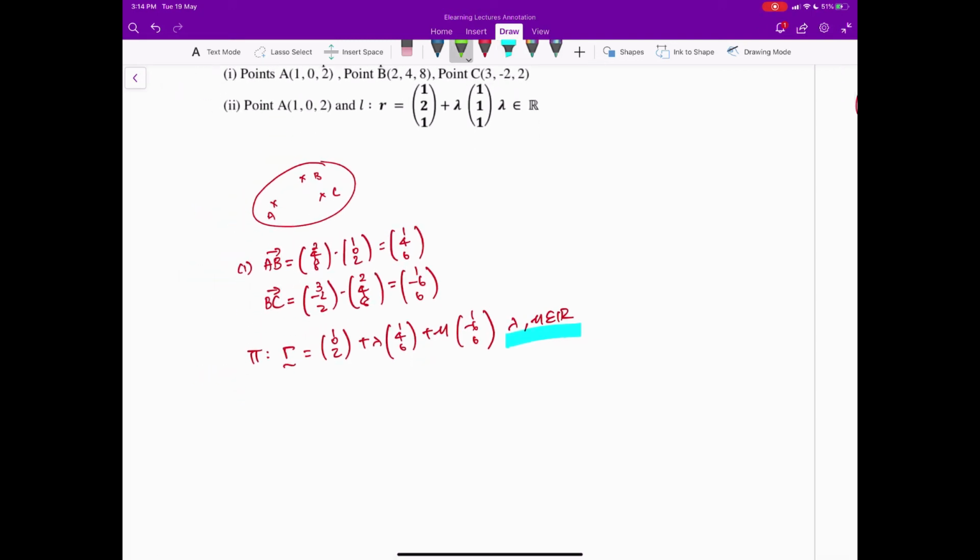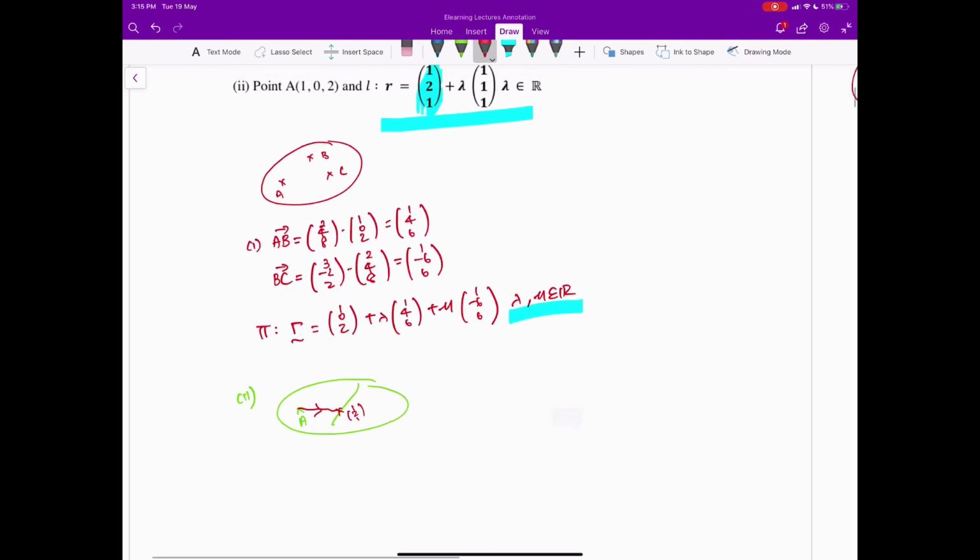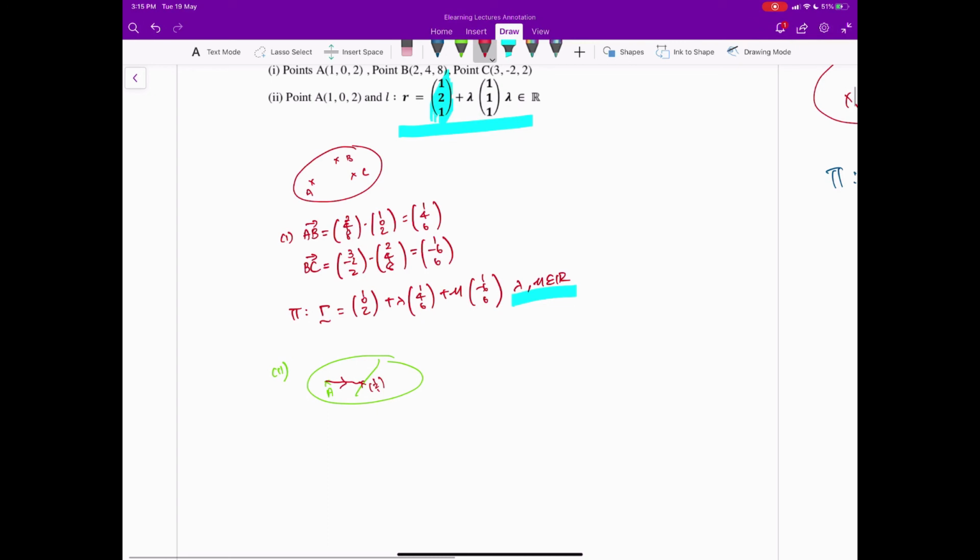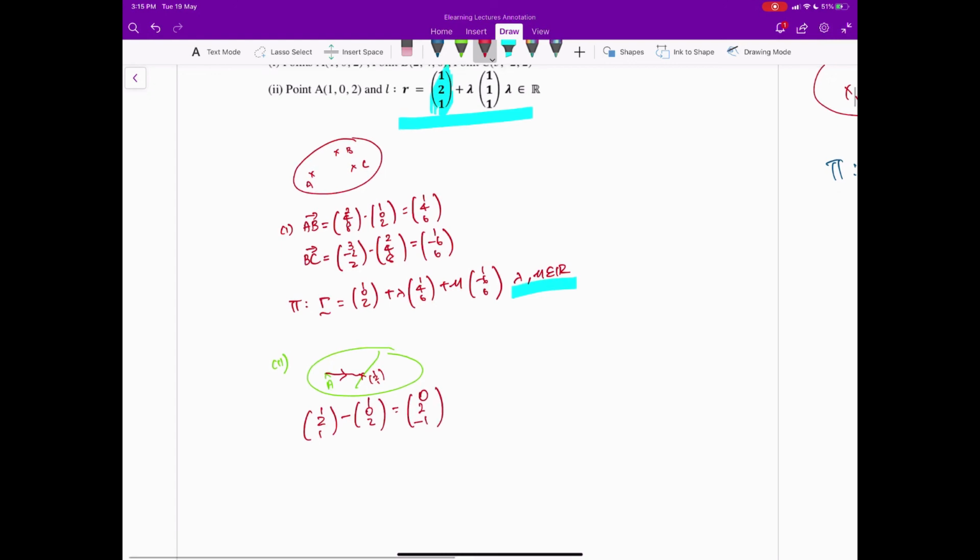Okay, we're going to talk about part 2. The plane consists of a point A and a line direction. You do realize that the line already gives you one direction for your plane. However, you will need another direction over here. From the line equation, I can see that (1, 2, 1) is a point that lies on the line. So since I have 2 points here, I can find a direction to give me the second direction of the plane. First I need to find the direction. I'm going to take (1, 2, 1) minus point A, which is (1, 0, 2), which gives me (0, 2, -1). So this will be the second direction.